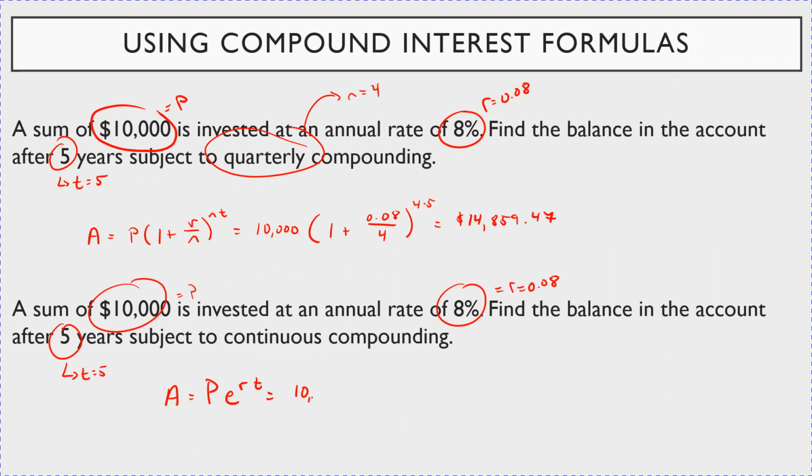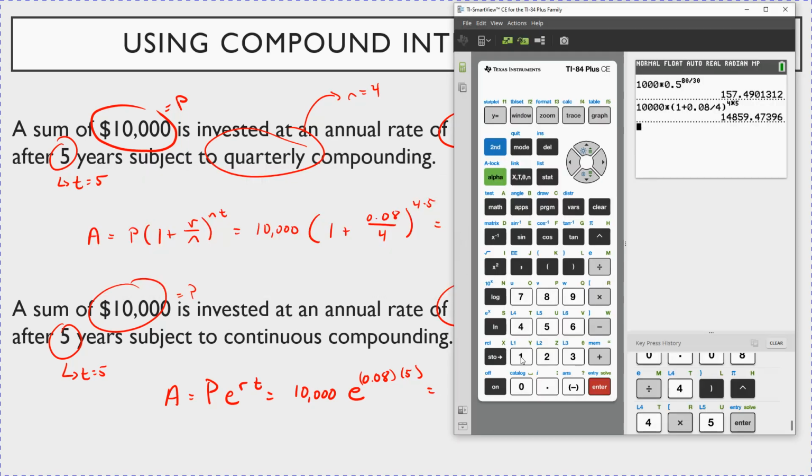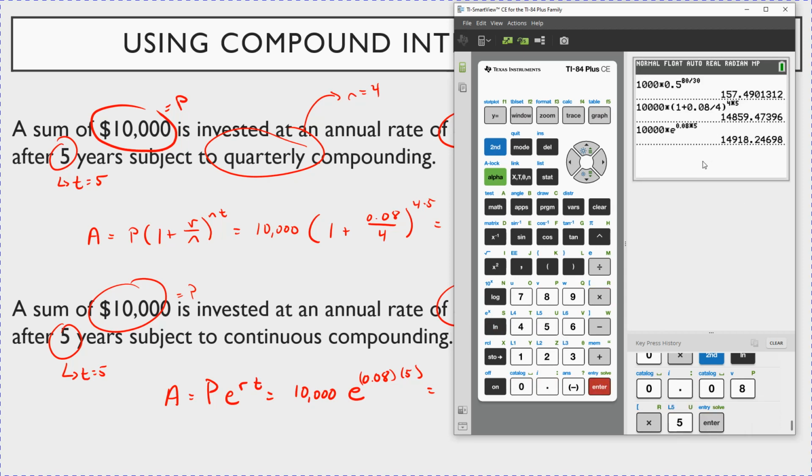Well, my principal is 10,000, e, and then my rate is 0.08, and my time is 5. So let's see what we get. Let's see if we have more money. So 10,000 times e raised to the 0.08 times 5. Oh, look at that. You get a little bit more money, which is great. You'd actually have $14,918.25.